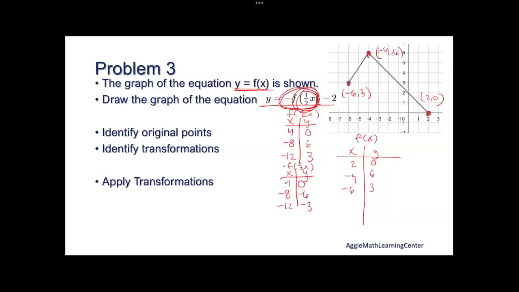Okay, and then over here, x, y, we're going to do our last step. We're going to shift it down 2. So our x coordinates are unchanged. It's affecting the y coordinates. Shift it down 2. So we just subtract 2. It does what we think it does. -2, -8, -5.